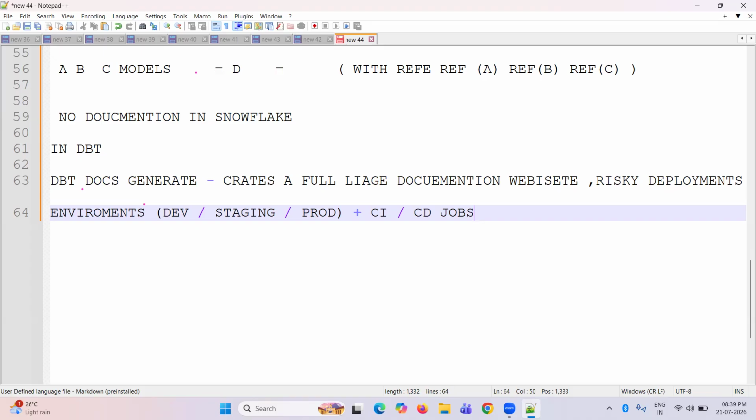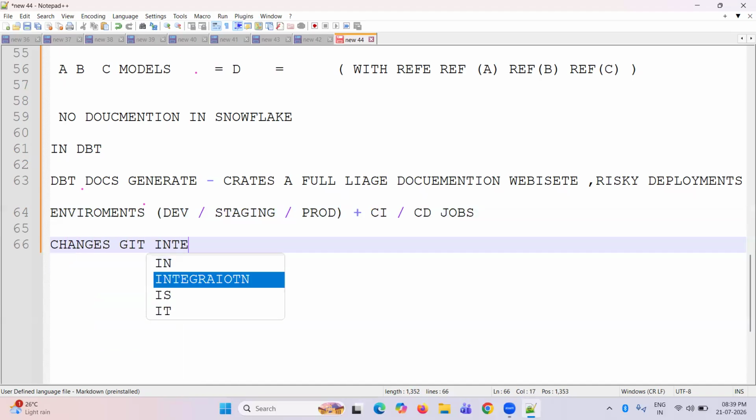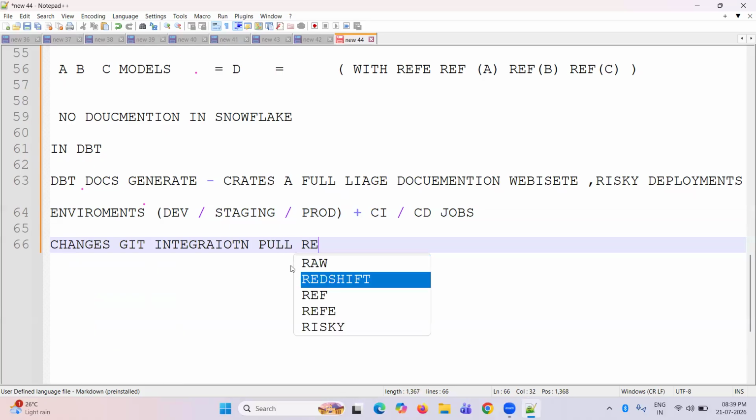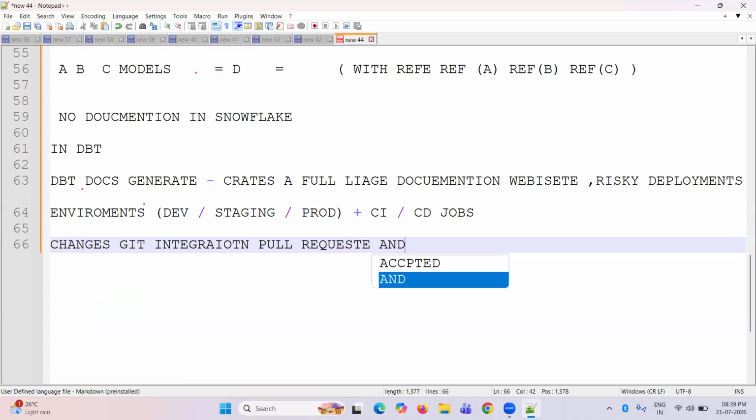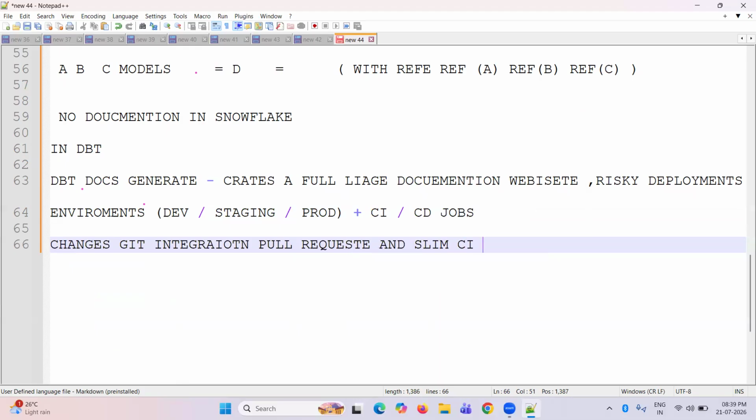Also, saving changes with Git integration. We're going to learn about Git, Jira, pull requests, the Git commands, and slim CI. So, Snowflake is the engine, and DBT is the steering wheel, gearbox, and dashboard that makes the engine safe, organized, and easy for a whole team to drive together to our destination.